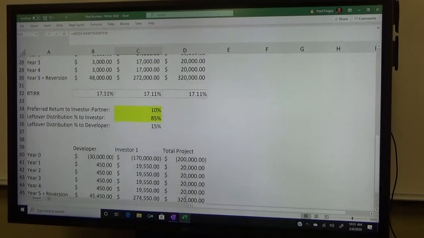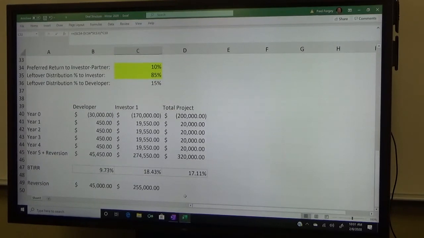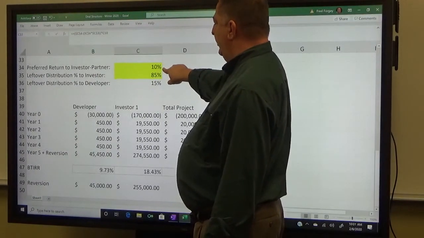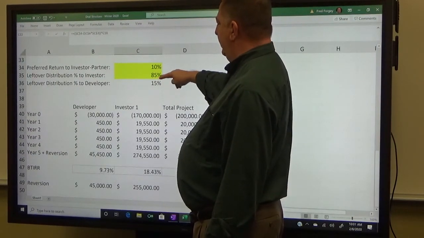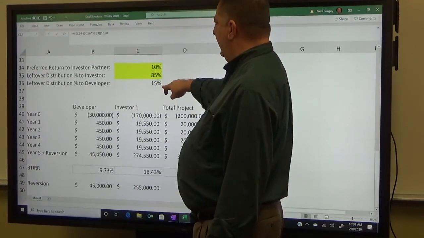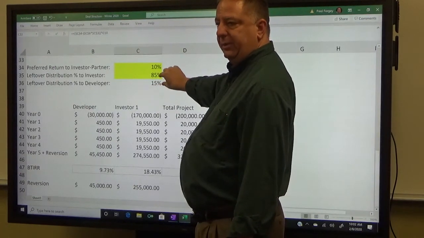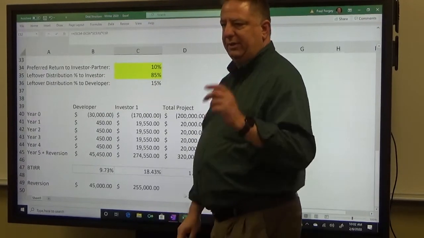Now, what we're proposing in this particular example, if we scroll up the page a little bit, so this next piece is totally divorced, if you will, from that previous little set of calculations. It's a new set of assumptions, okay? The new set of assumptions are, we're going to give a preferred return to our investor partner of 10%, and then whatever is left over is then going to be split between the investor and the developer. And in this case, it's basically proportionate to what they put in. So it's still kind of pari passu, but we're giving a preferred return to the investor partner.